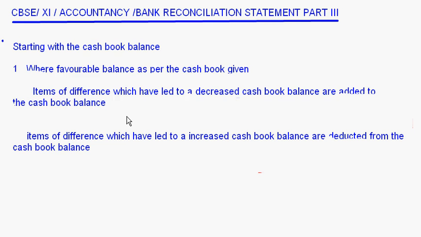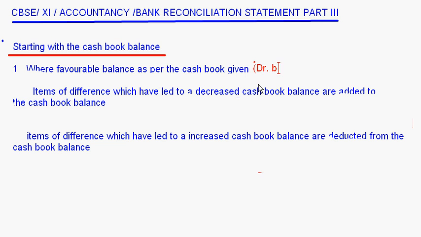Today let's see how to prepare a bank reconciliation statement, and we are going to start with the cash book balance as I have written here. And in the cash book balance also we are taking up the case where favorable balance as per the cash book is given, right? Favorable balance is the debit balance, right?